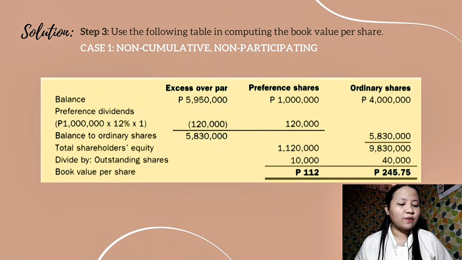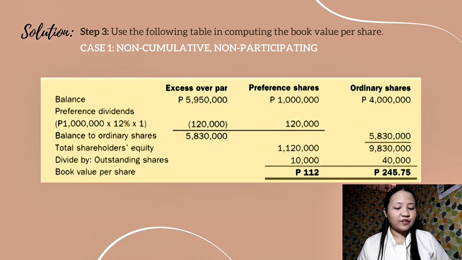So, we are now bound for step 3. This is where we apply and solve the different required conditions. So, we proceed to case 1 wherein we will be computing for the non-cumulative, non-participating. Non-cumulative means the preference share is only entitled to the dividends in the current year, and non-participating means it is only entitled to the fixed rate, to the dividends equal to the fixed rate.